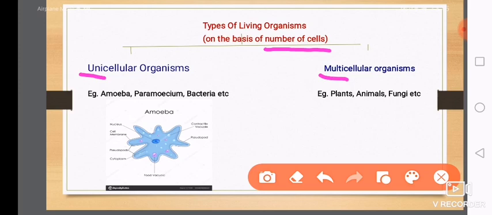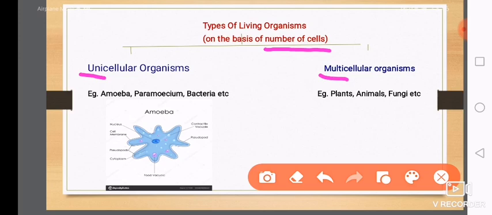So unicellular organisms are made up of only one cell, or you can say they are made up of only a single cell. Example is paramecium, amoeba and bacteria. You have studied about amoeba. You have studied about the nutrition process of amoeba in lower classes. So amoeba is a single cell. Okay, only a single cell is there in amoeba.